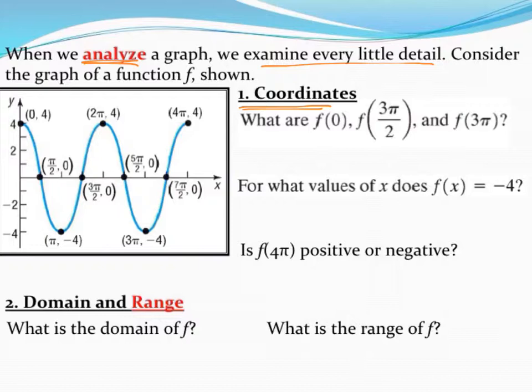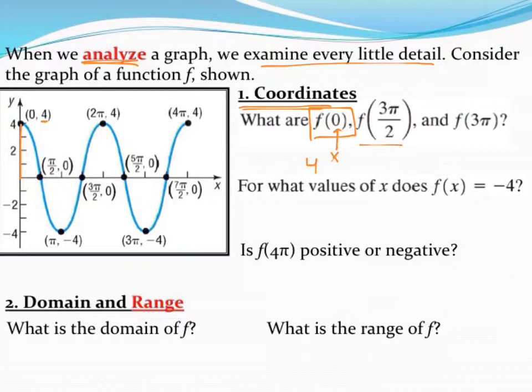They may ask you questions like this: find f of 0. Well, remember, this number right here represents our input, our domain, our x value. And so what this is really asking you to find is, what's the y value when x is equal to 0? Well, if we look at our graph, when x is equal to 0, y is equal to 4. So the f of 0 value they want is just 4.